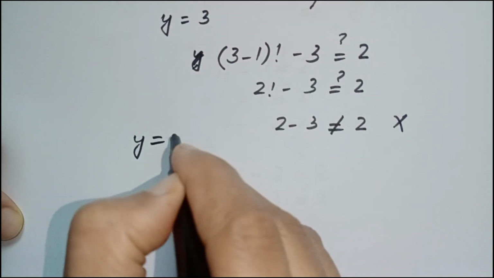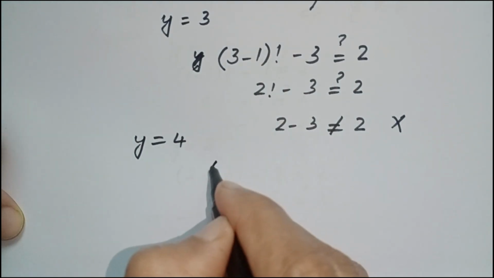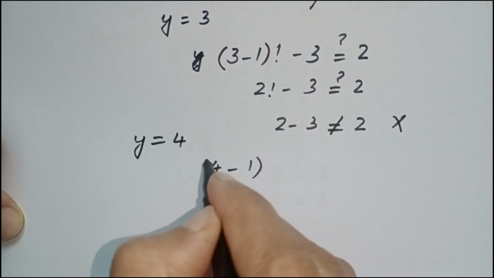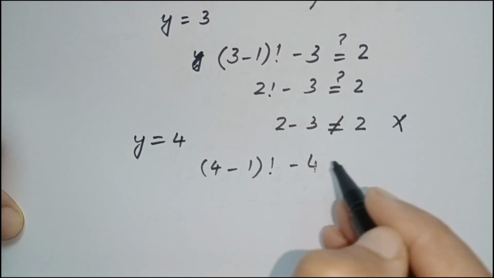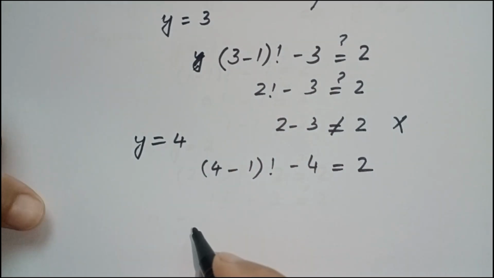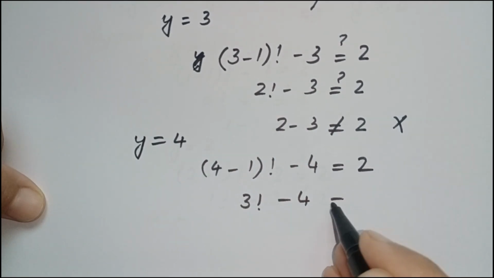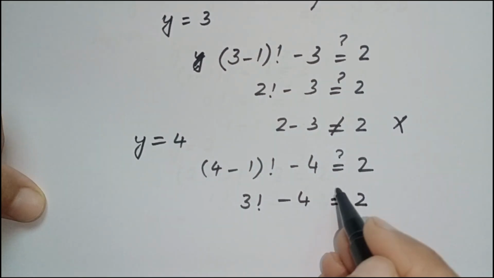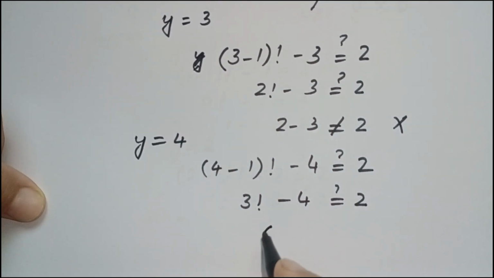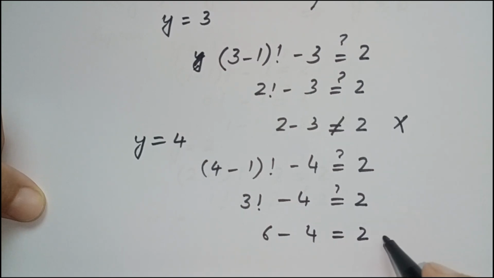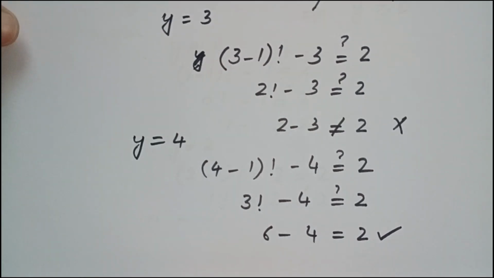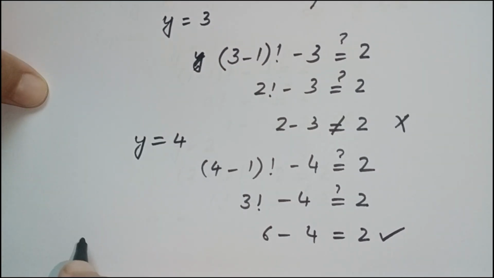So now if y is equal to 4, so 4 minus 1 factorial minus 4 is equal to 2. So 4 minus 1 will give 3 factorial minus 4 is equal to 2. And 3 factorial is equal to 6 minus 4, which is equal to 2. So it is true. So y is equal to 4. It means the value of y is equal to 4.